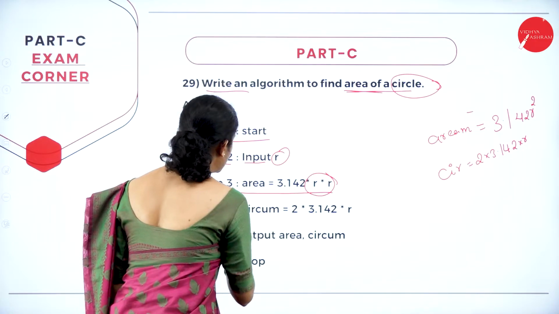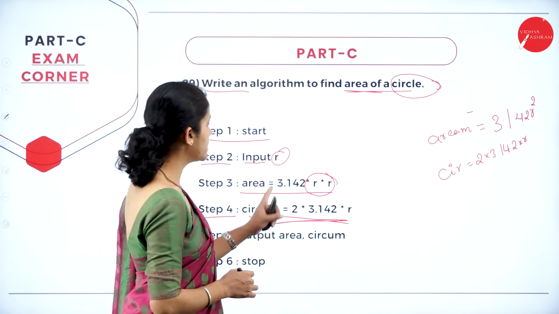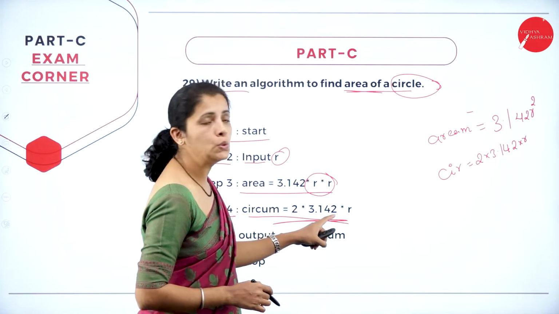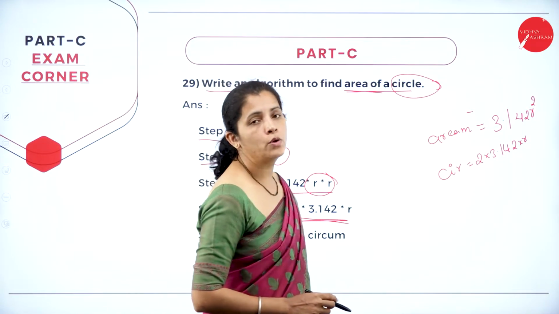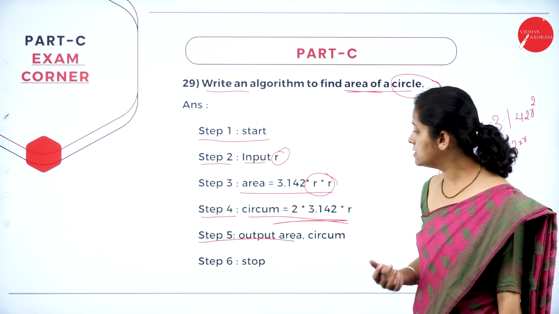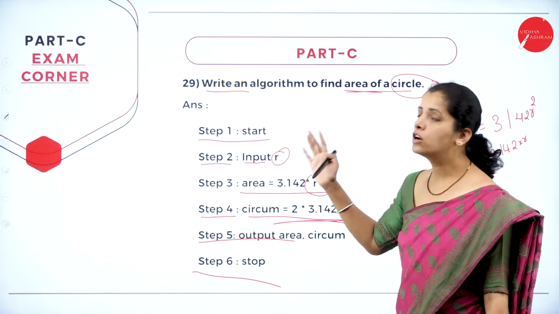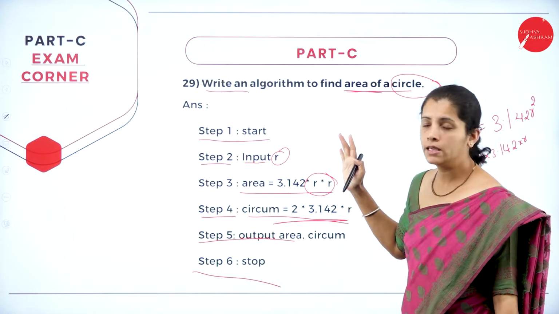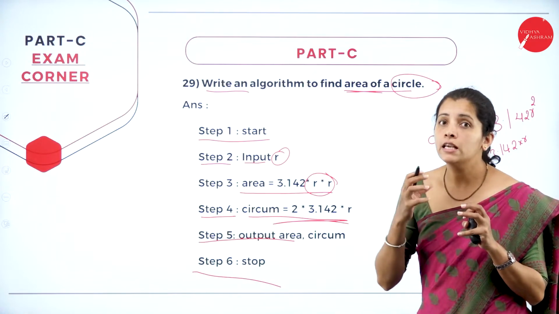Now, in my step 4, I'm going to find the circumference. What is the formula to find the circumference? That is 2 into 3.142 into R. Now, in my step 5, what I'm going to do? I'm going to print or display the area as well as the circumference. Then in my last step, I'm going to stop. So what is an algorithm? It is nothing but a finite number of sequence. That means it is nothing but a step-by-step finite number of instructions.